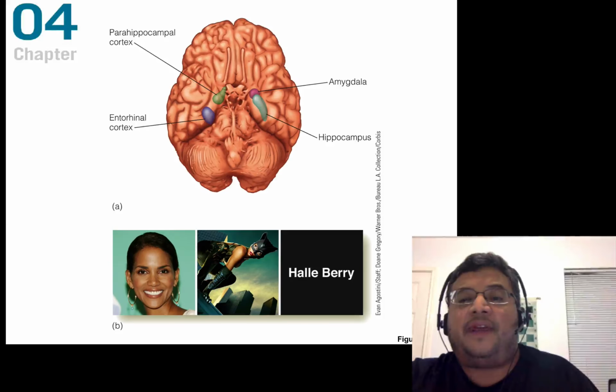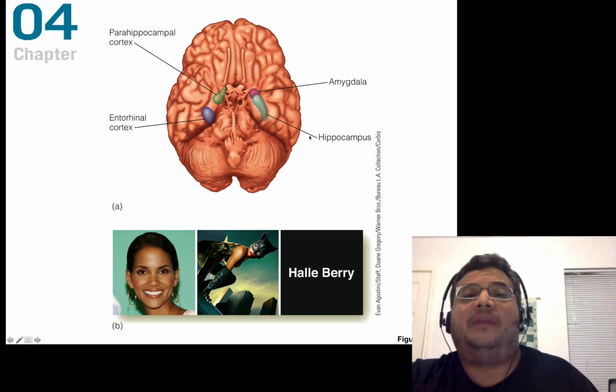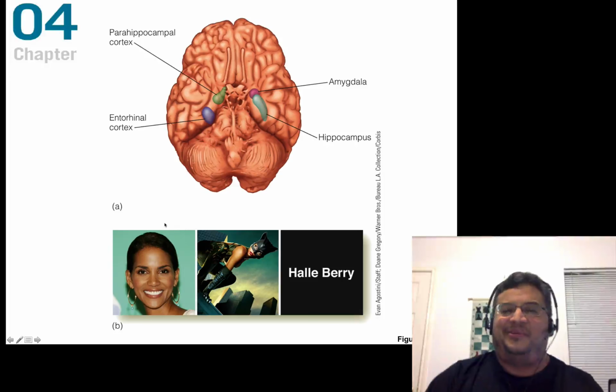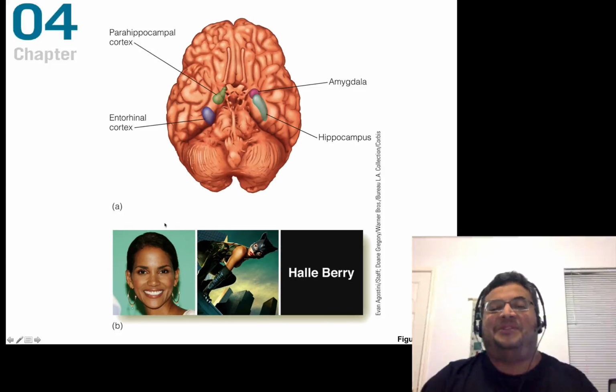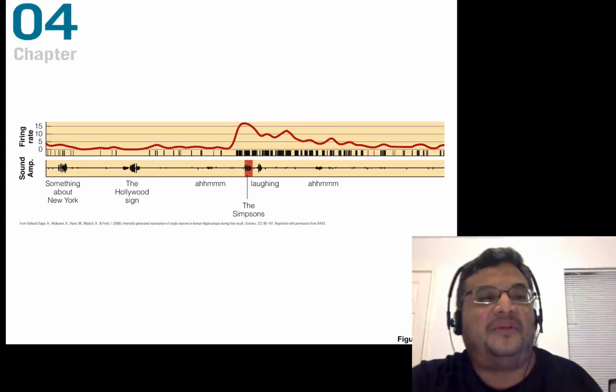And we have in fact identified cells in the hippocampus that fire to specific images. For example, there was a study where a patient was having their hippocampus recorded from, and they found a cell that responded to images of Halle Berry, which I think is kind of cool, right?